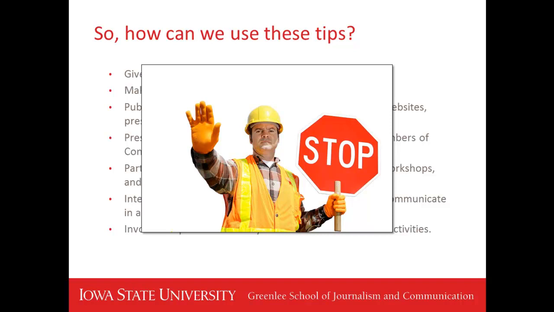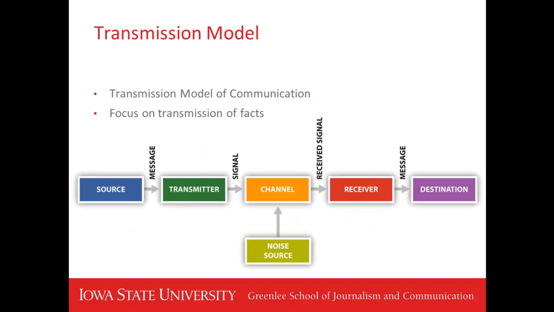And I want to go back to, first of all, what is the model that you have in your head for how science communication works? Chances are it's something like this. This is probably the default mode that people think of when they don't really think about it. It's called the transmission model. It focuses on transmission of facts. It starts with one on the left. You're the expert. You have facts and information that you want your audience to know, and it goes through the transmitter, the channel, receiver, this whole pathway until it gets to the audience, and you want to take that fact and push it into their head.